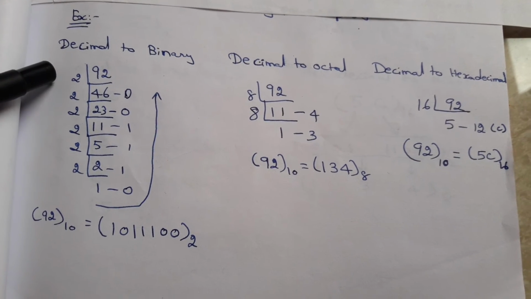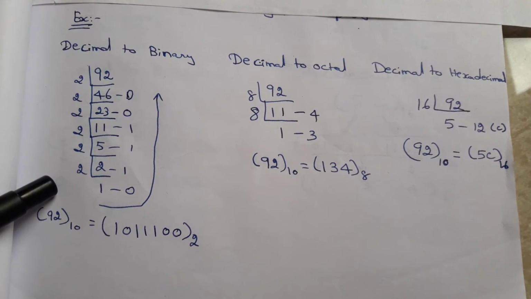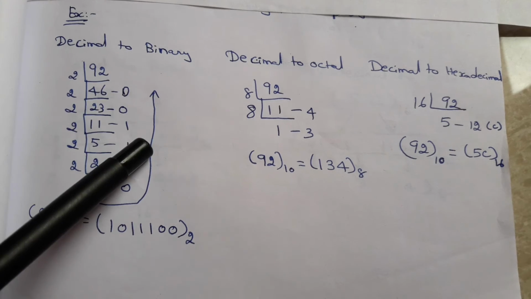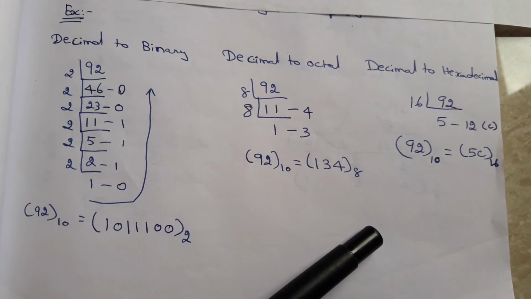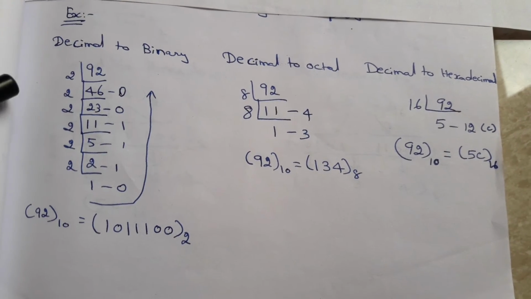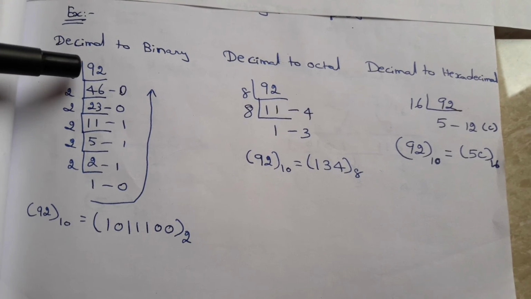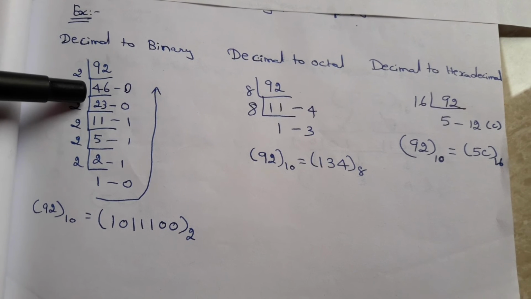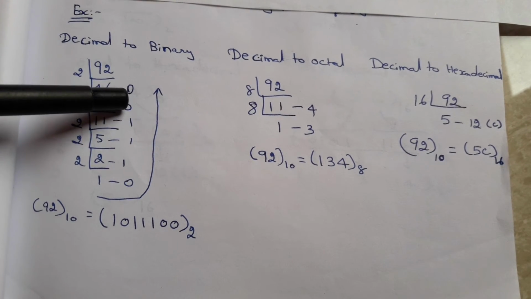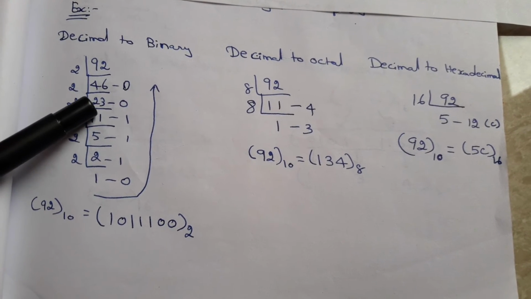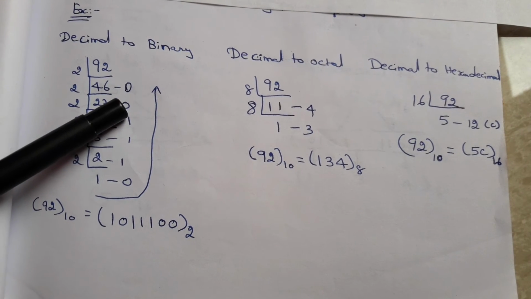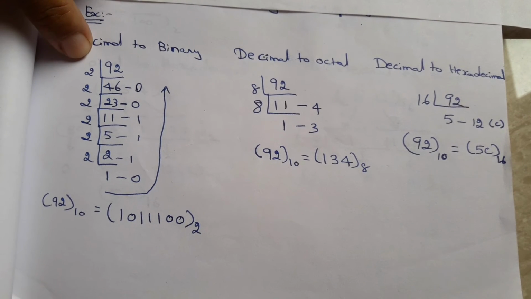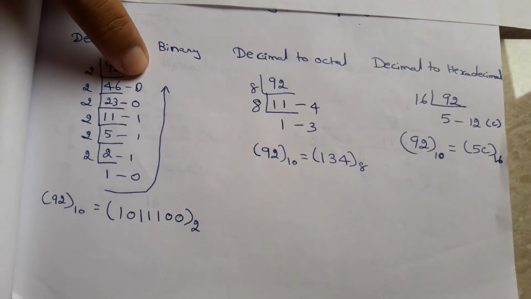So the example from decimal to other conversions are given over here. So the division is applied to convert to binary, octal and hexadecimal. When it comes from decimal to binary, you have to divide it by 2. So the decimal number is 92, which is going to be divided by 2. The quotient will be 46 and the remainder will be 0. So likewise each step we are going to write the quotient and the remainder when you are dividing that by 2.